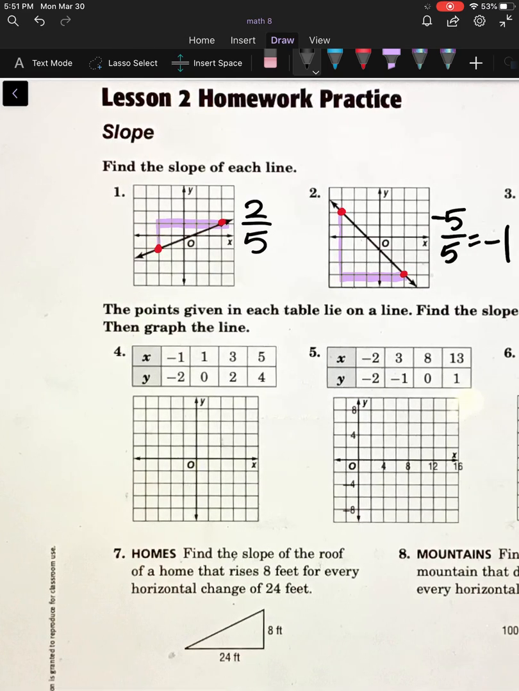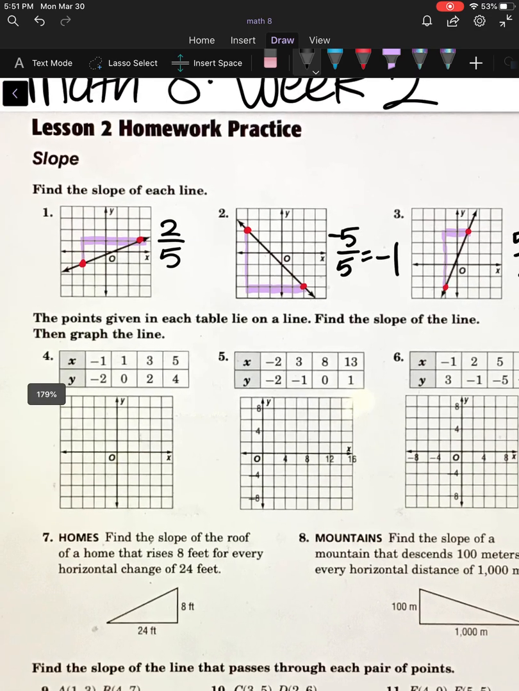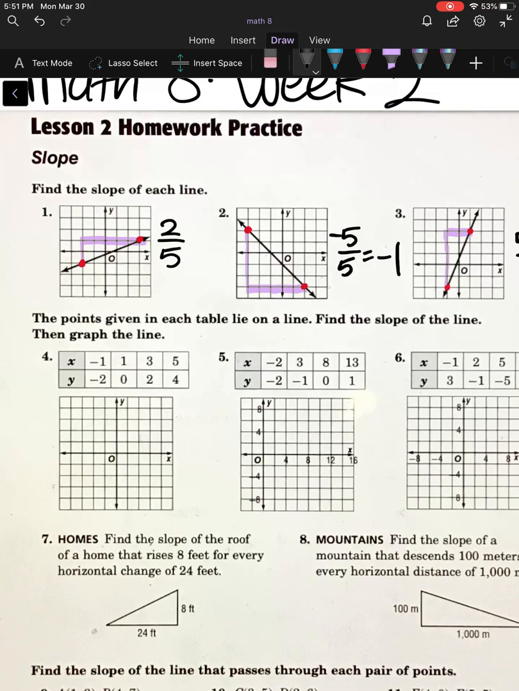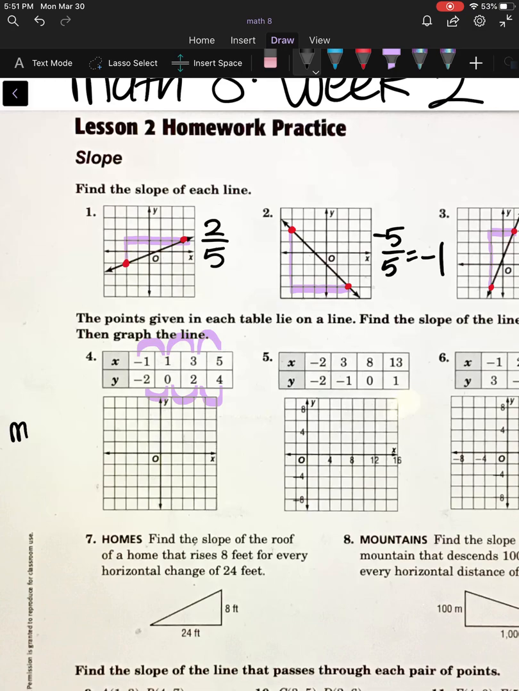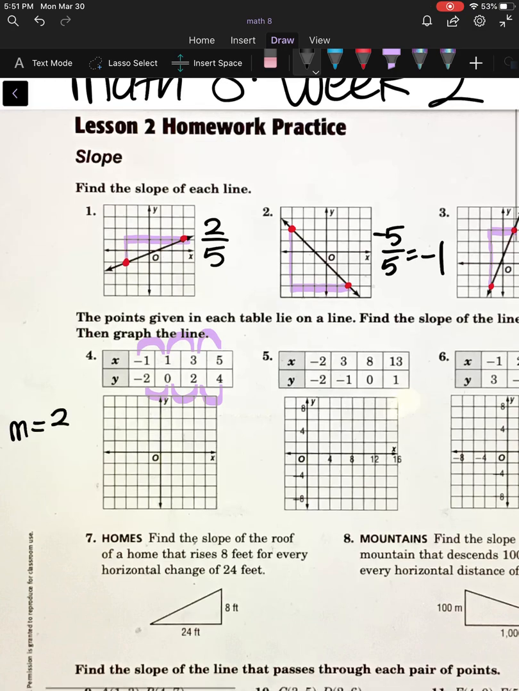Next, looking at number 4, it says, the points given in each table lie on a line, find the slope of the line, and then graph it. So we have to look and see. The x values are increasing by 2 because negative 1 plus 2 is 1, plus 2 is 3, plus 2 is 5. And the y values are also increasing by 2 because negative 2 plus 2 is 0, plus 2 is 2, plus 2 is 4. So the slope, when we say it's change in y over change in x, the change in y is 2 each time, and the change in x is 2. Now, 2 over 2 is simplified to just 1. The slope is 1.